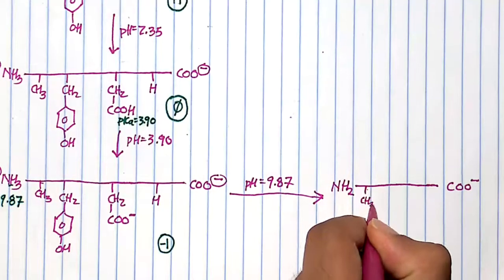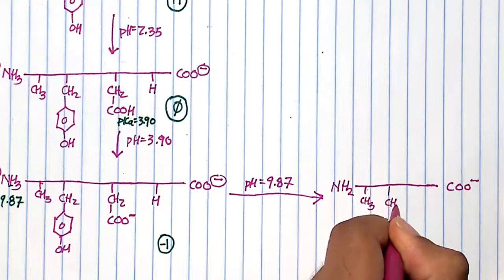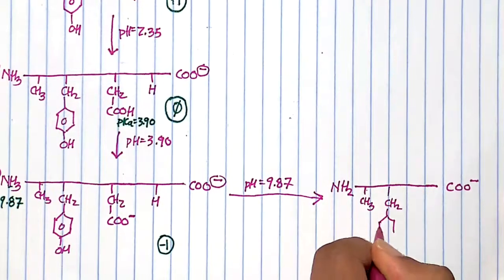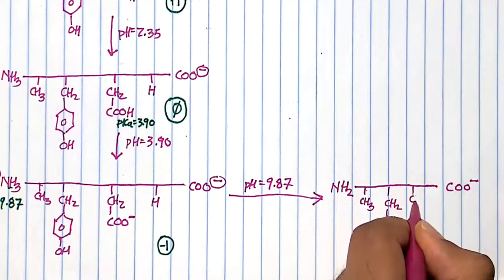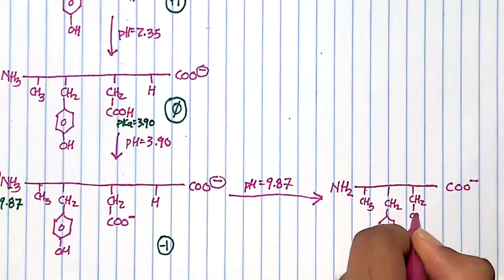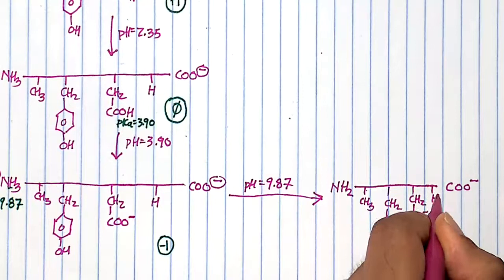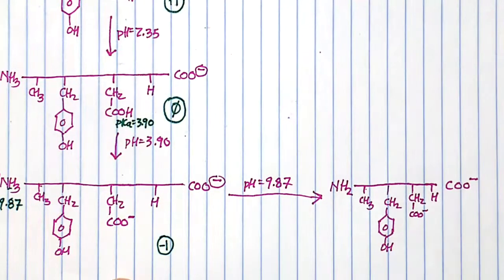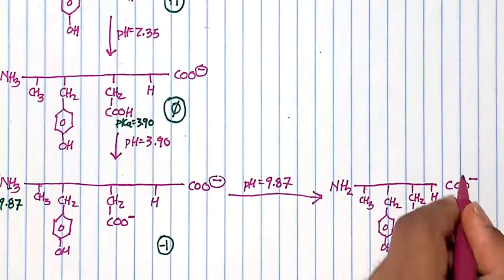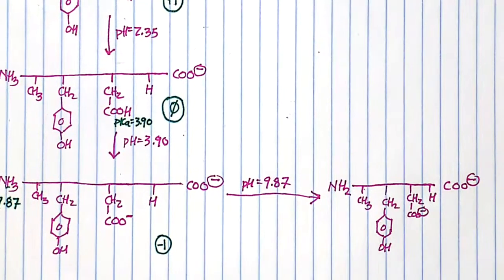The CH3 stays the same. The CH2, benzene ring, and OH stay the same. The CH2COO- stays the same, and then that H from glycine, nothing happens to that. So now we have a charge of -2 to the molecule.